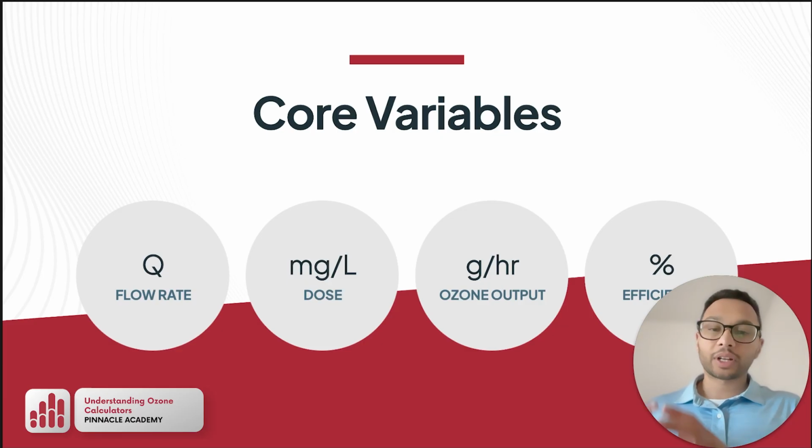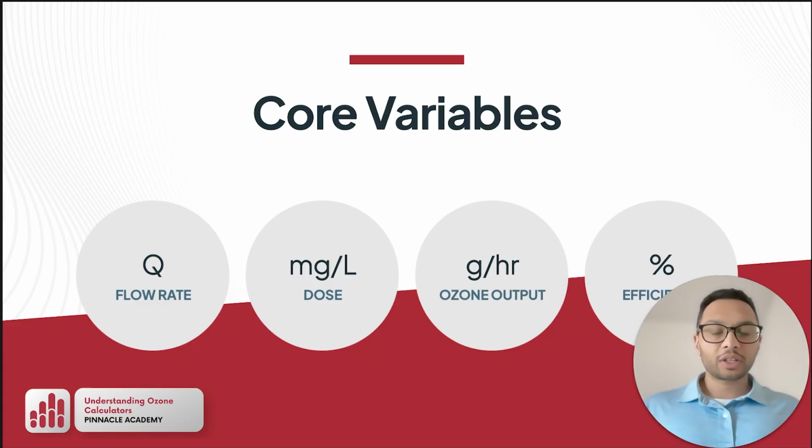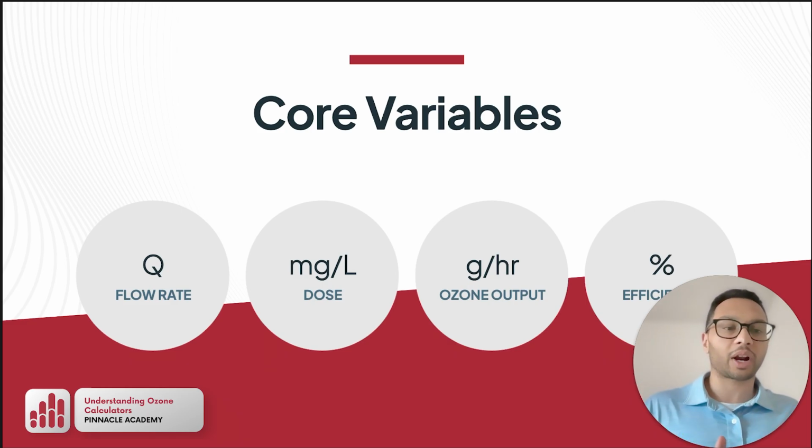At the end, you get the efficiency. Efficiency tells you how much ozone actually is dissolved into the water or used in your application. And all of these four are not independent. They are all linked together, and that's what the system is designed for, and that's the relationship that drives the system design.